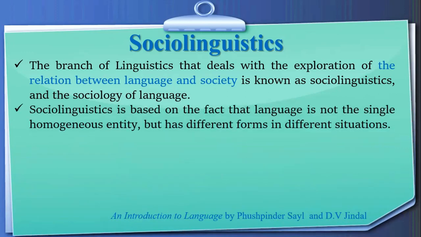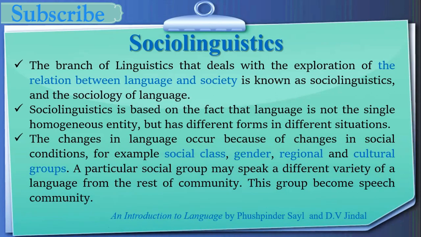Sociolinguistics is based on the fact that language is not a single homogeneous entity, but has different forms in different situations. So according to these lines, language is not a single entity. It may have different forms, varieties, and variations, and those may be found in different communities. Changes in language occur because of changes in social conditions. All the changes in language, whether forms, variations, or varieties, depend upon the social conditions.